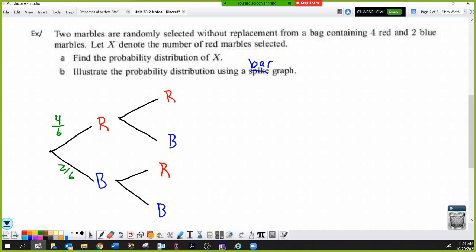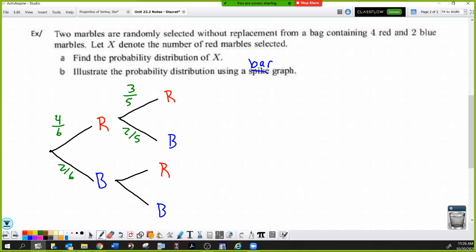Let's say that first marble was red. You pull it out, go, ooh, red marble, and you put it in your pocket. How many marbles are left? 5, but how many of them are red? 3. So we have a 3 out of 5 here, which means the other one must be 2 out of 5 because they have to add up to 1.